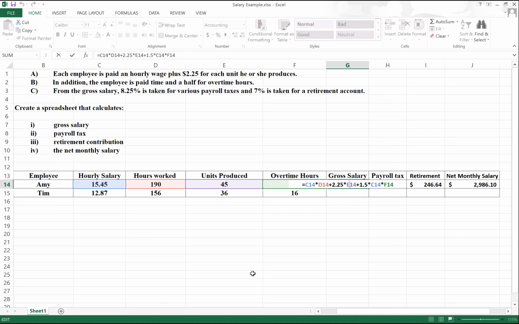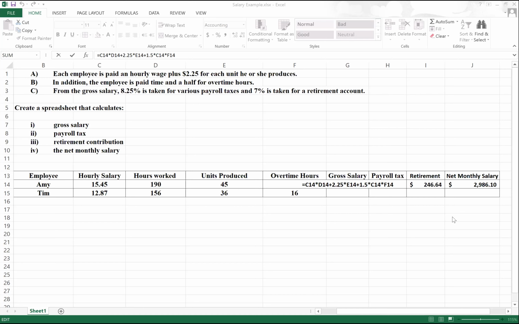Professor? Hi, I have a question. Does it matter if I set up the table slightly different? Like after overtime, I had put the net monthly, and then I had put gross salary, payroll tax, and retirement contribution. So does that matter or no? Doesn't matter as long as you follow the right sequence, right, and get the right result. That's totally fine. I don't mind. Yeah, the order doesn't matter too much. Okay, thank you. That's great, Victoria.